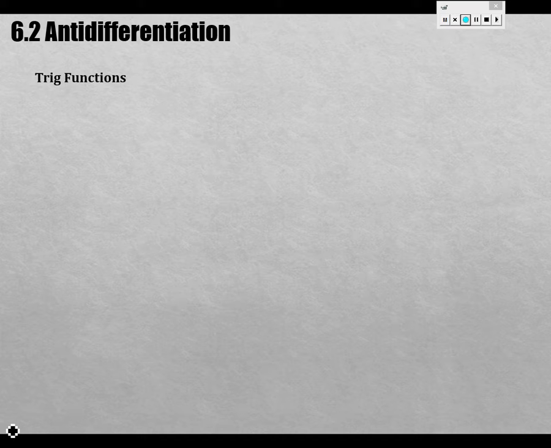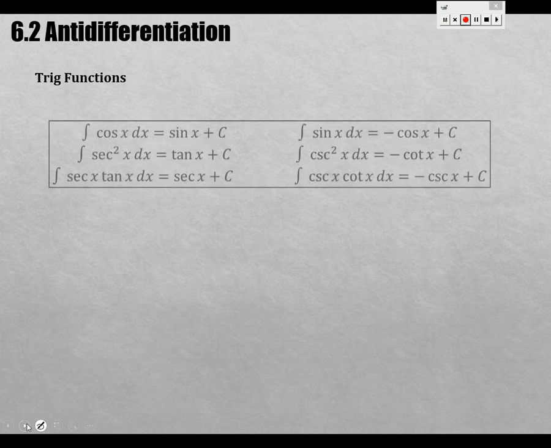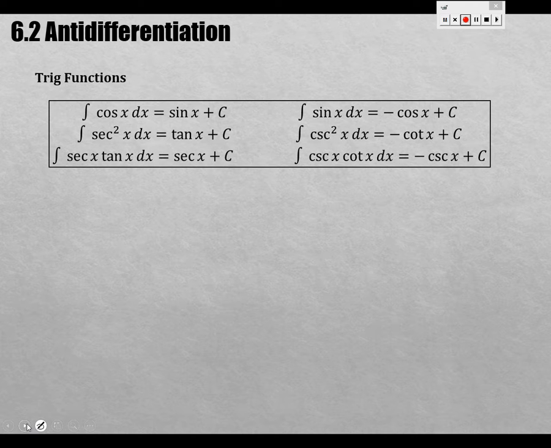The other ones are a little weird. We'll have to wait until later to take the antiderivative of tangent. But how about the antiderivative of secant squared? Yeah. The other ones are a little bit contrived, but there they are. Okay.